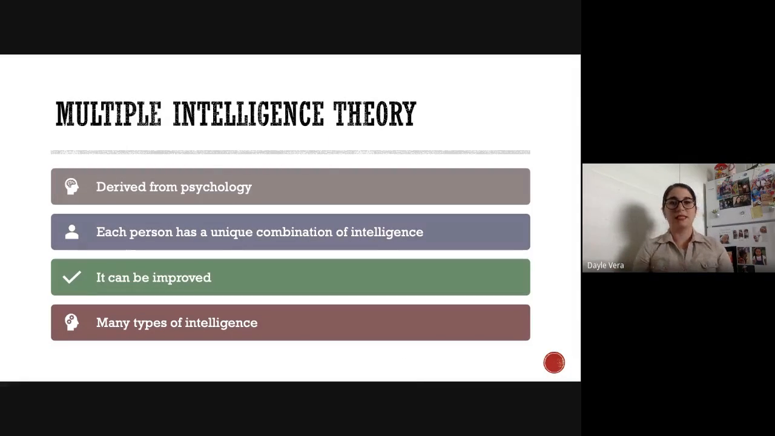So the next slide has to do with the multiple intelligence theory. And basically, this is derived from psychology, and each person has a unique combination of intelligence. Each person has a different percentage or different things that they are likely inclined towards than other people are not. So everybody is unique. Now, this can be improved.